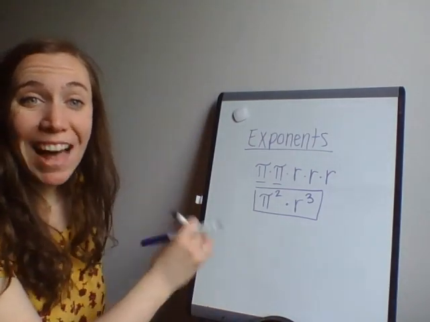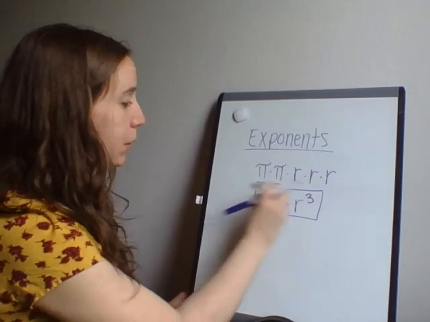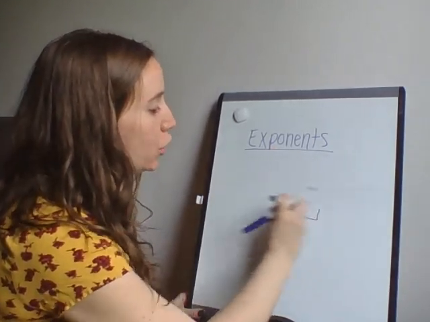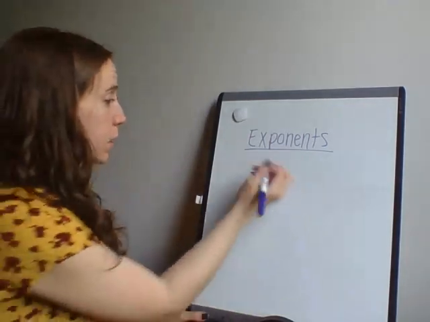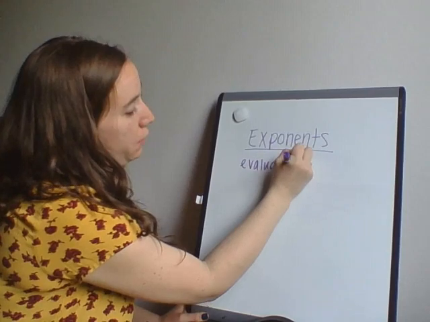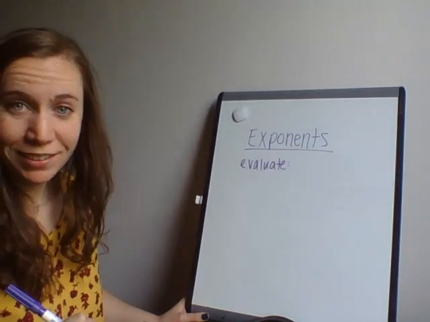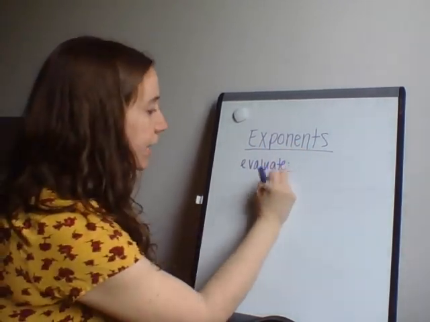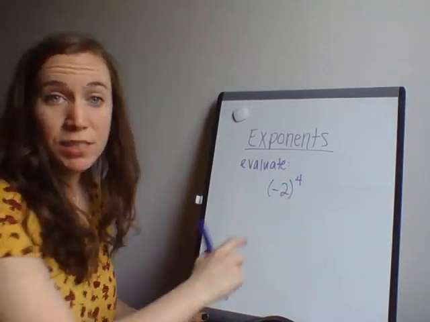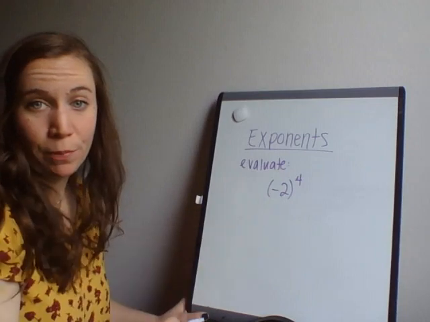Now we're going to learn how to evaluate problems using exponents. Evaluating means that you're going to be solving. So if I ask you to evaluate the following question, evaluate (-2) to the 4th power, what I'm asking you to do is to solve what is (-2) to the 4th power.